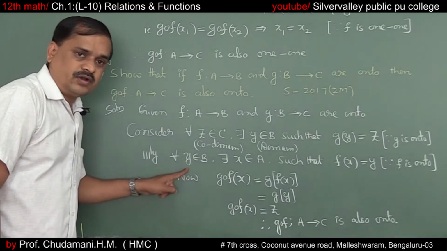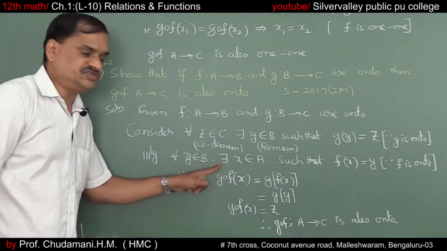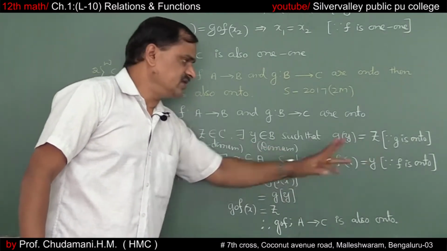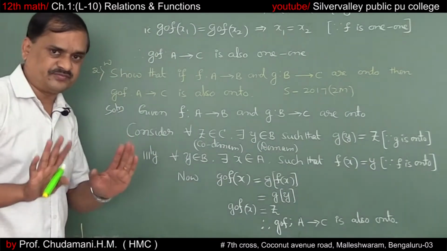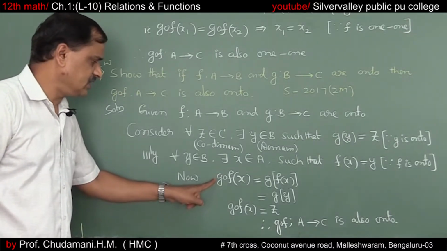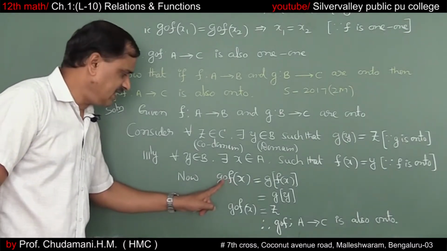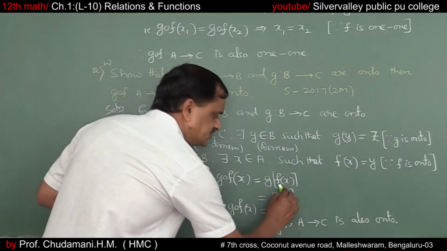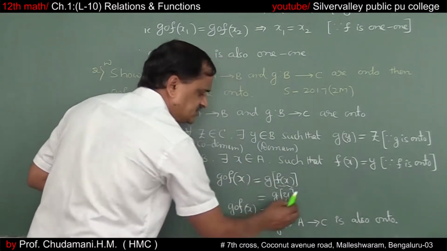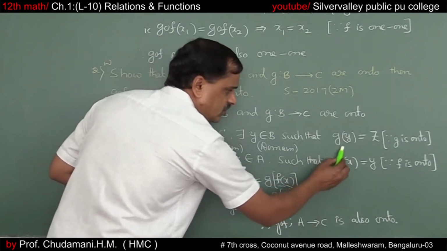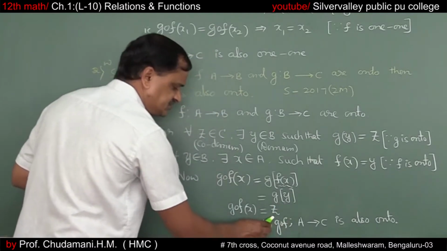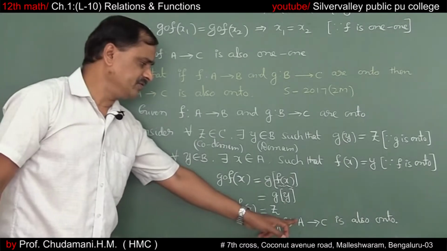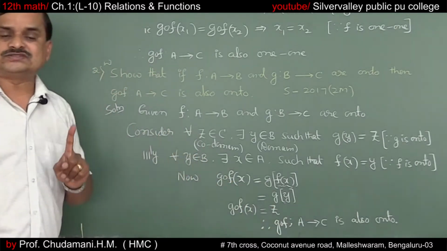Similarly, for all y belongs to B, there exists x belongs to A such that f of x is equal to y. That is onto function since f is onto function. Now consider gof of x, which can be written as g of f of x. But what is f of x actually? See, f of x is y, g of y. But what is g of y actually? Z. Gof of x is equal to z, which means gof from A to C is also onto.